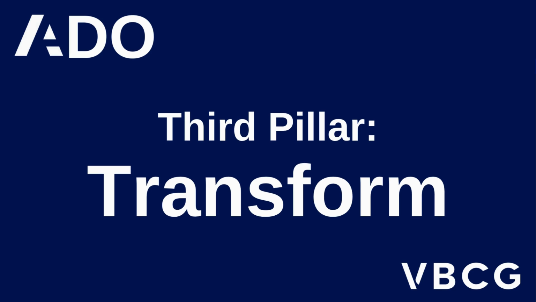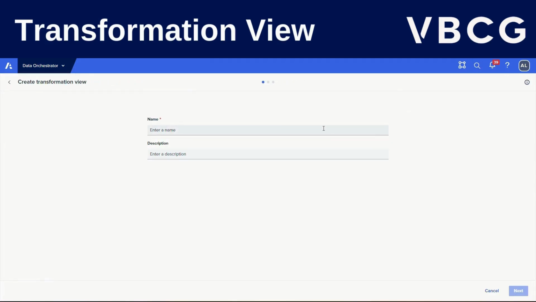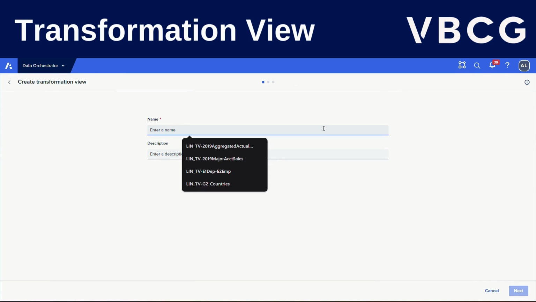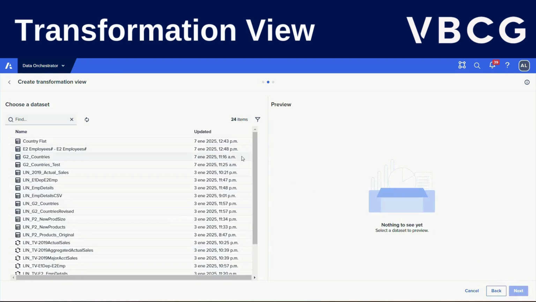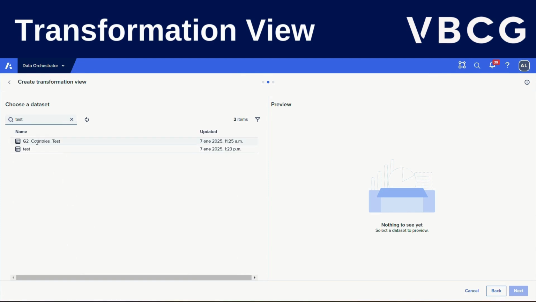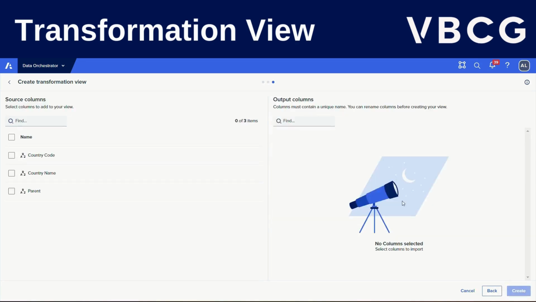Let's see how to create a transformation view. Click Create View and then name your transformation view. In this case, let's name it to countries. You can add a description if you want, and then click Next. Now you will need to select a dataset that you want to use as the source for your transformation view. We will use our G2 countries test and click Next.